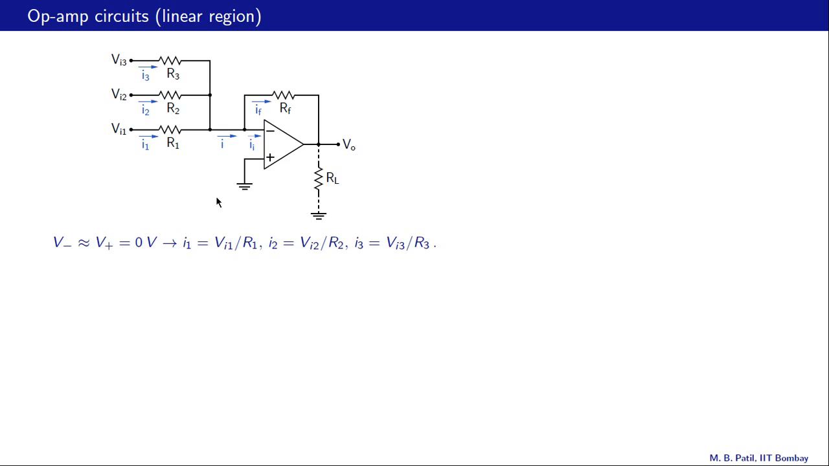We will assume that the op-amp is operating in the linear region, and therefore V minus and V plus are nearly equal. So we have V minus equal to 0. What would this current be then? I1, it would be VI1 minus 0 divided by R1. What about I2? It would be VI2 minus 0 divided by R2, and so on. So we have these three currents now, I1 equal to VI1 by R1, I2 equal to VI2 by R2, and I3 equal to VI3 by R3.